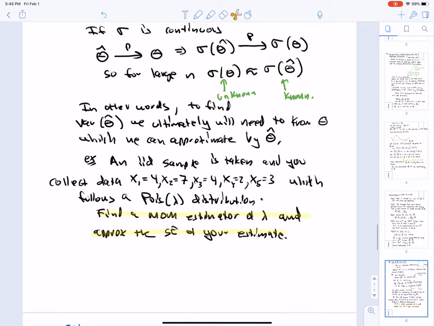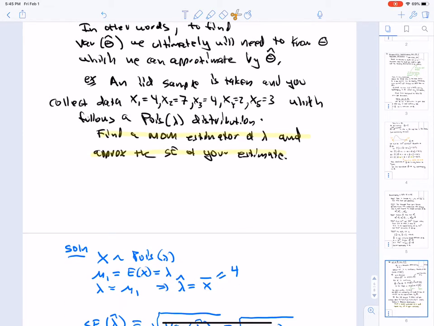So just a quick example, say that an IID sample is taken and you collect data. x1 is 4, x2 is 7, x3 is 4, x4 is 2, x5 is 3, and this follows a Poisson distribution. Find a MOM estimator for theta and approximate the standard error of your estimate.